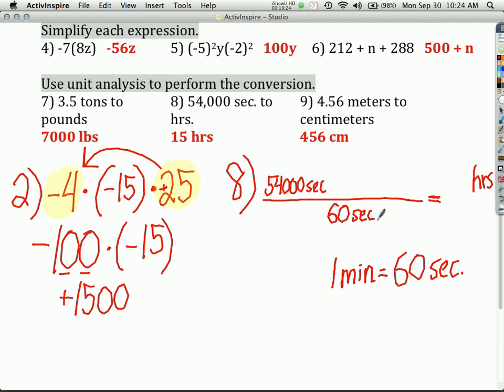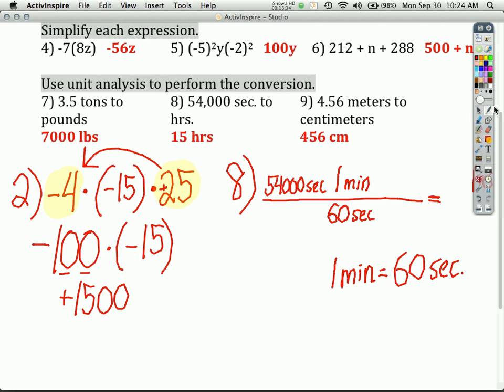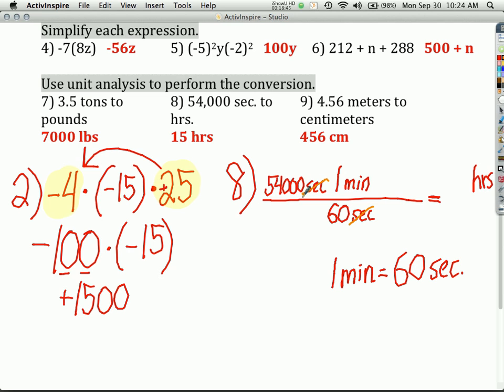You're right, we are going to end up dividing, but what's the real reason why we have to have the 60 seconds on the bottom? China? Because the seconds have to go away. I love the way you said that. The seconds have to go away. And the only way to make them go away is one has to be on top and one has to be on the bottom, and then we can cancel them out. This can now cancel that. If I put the 60 on top, I can't cancel them. This is how it has to be.